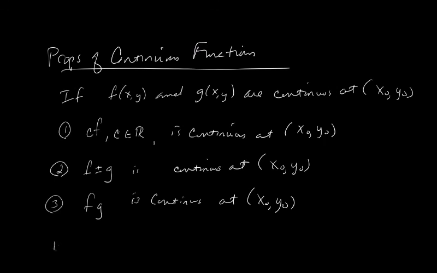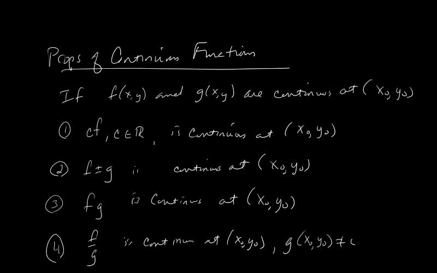And then of course the division is also continuous provided g is not 0. I mean, f over g is continuous at (x naught, y naught), provided of course that g is not equal to 0 at (x naught, y naught). In fact, I should probably write it that way. Let's do that. g of (x naught, y naught) is not equal to 0. There we go. Okay, and I think I'll end this one here.